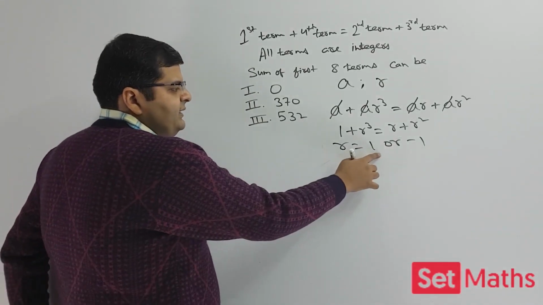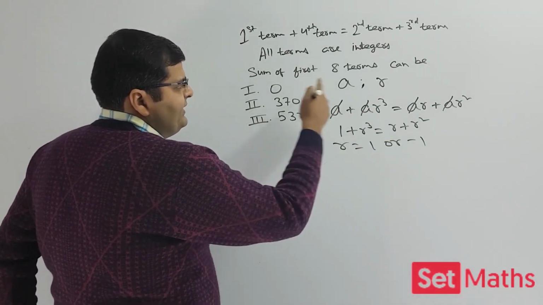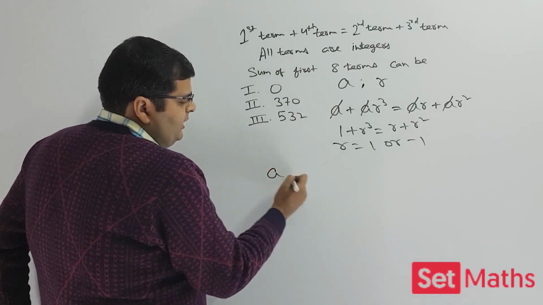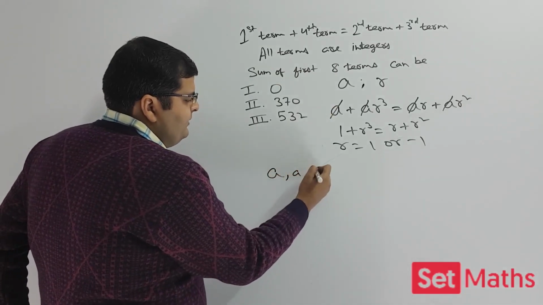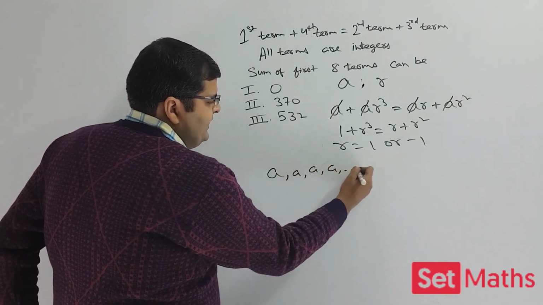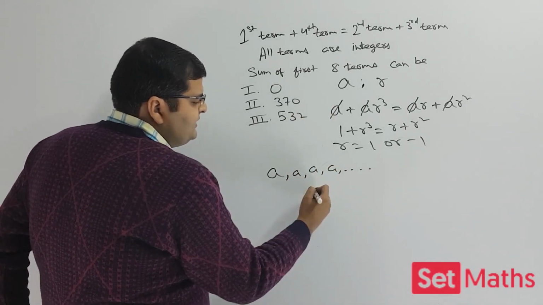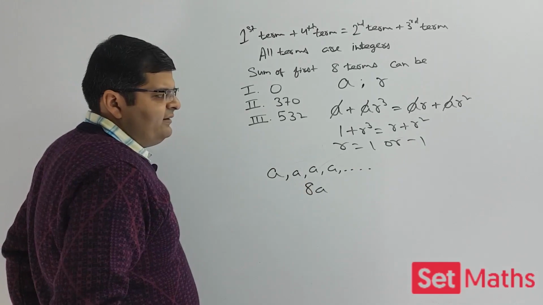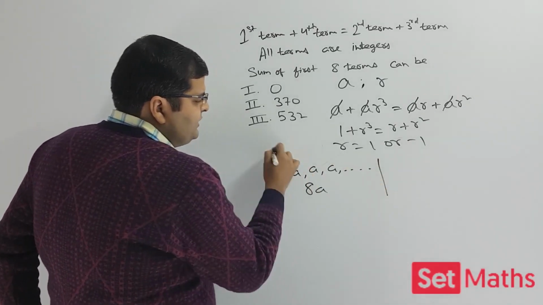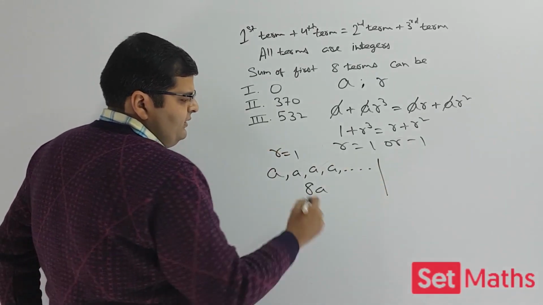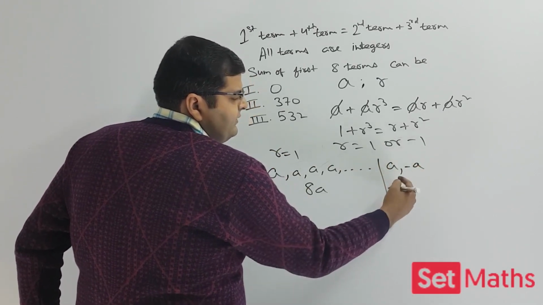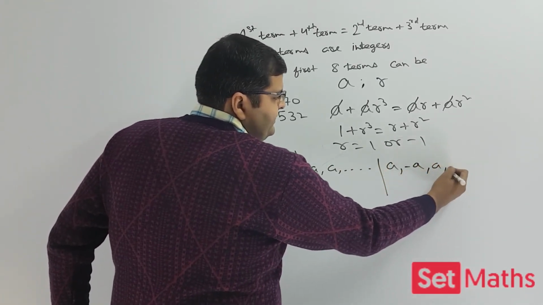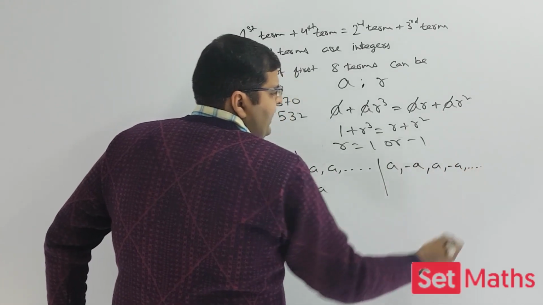So when r is equal to 1, in that case each term will be a. If r is 1, the first term is a, the second term is a, the third term is a, fourth term is a, and so on. So sum of first 8 terms will be 8a. Okay. When r is equal to minus 1, the first term is a, second term is minus a, into minus 1. Third term is a, fourth term is minus a, and so on.